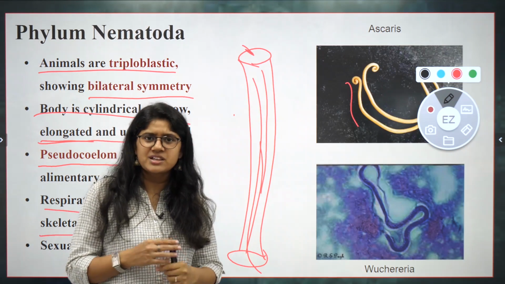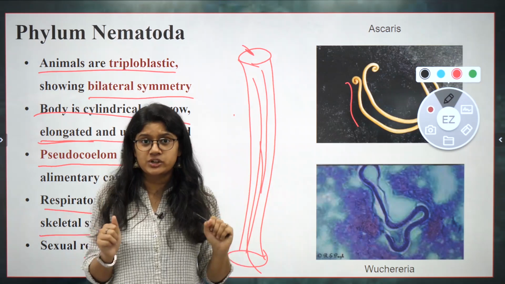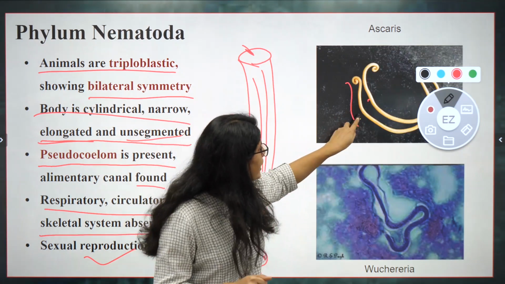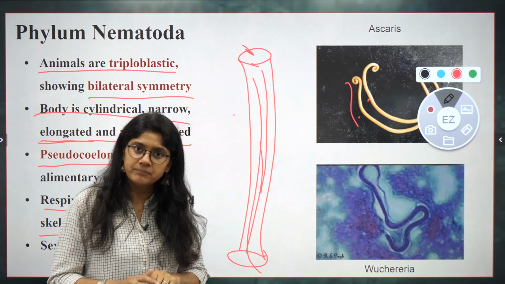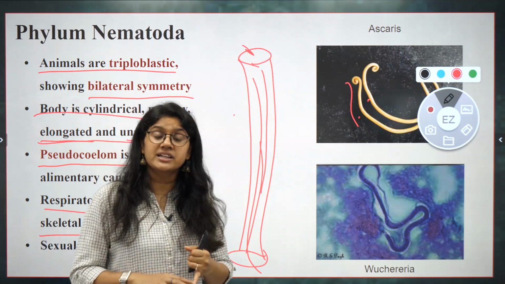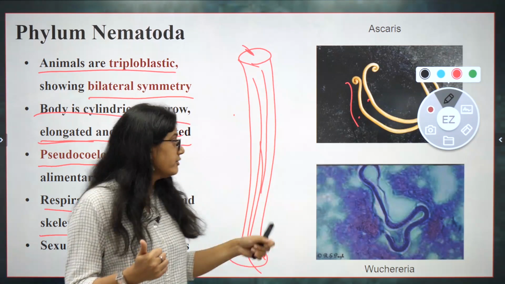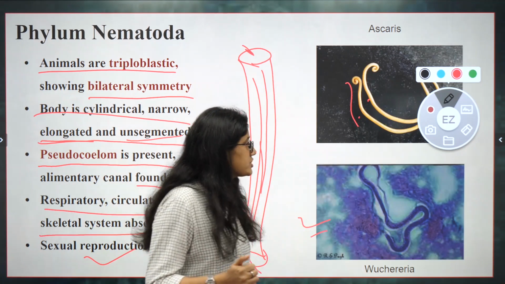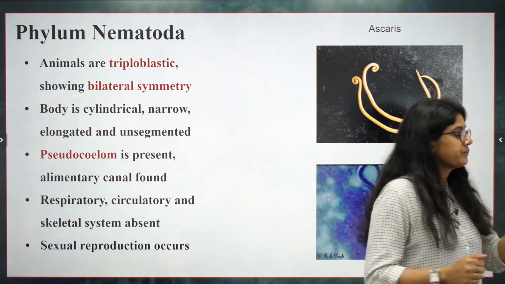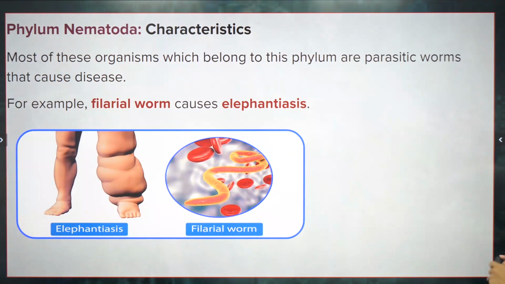Now, Ascaris is a worm. It's very silky in nature, and you'll be able to see this. They don't have any segments on their body. They are triploblastic in nature. They are pseudocoelomate. Clear? And of course, we have the other example, which is Wuchereria. Clear? Now I have great information for you.